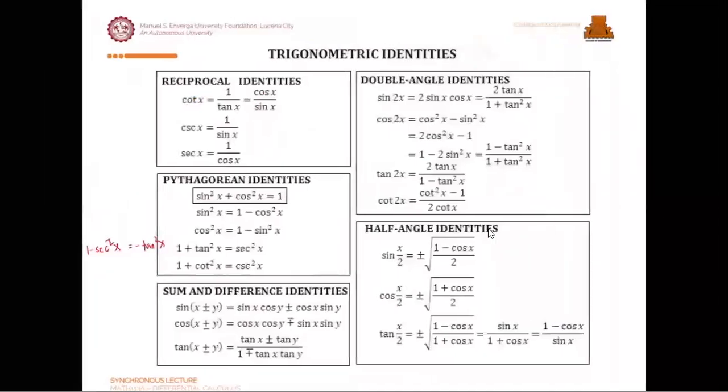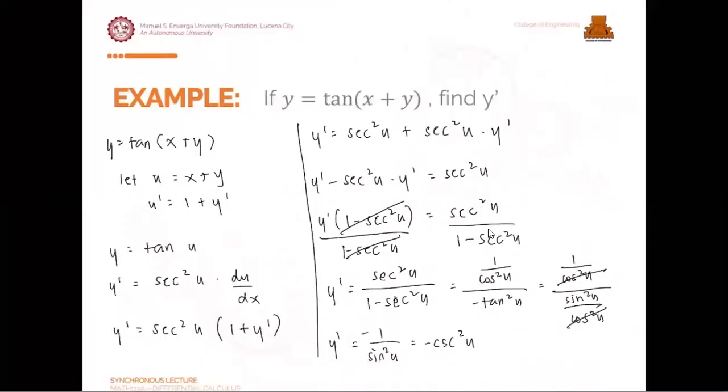So, check ulit natin sa trigonometric identities. So, yung cosecant squared u natin, ito, cosecant squared x is equals to 1 plus cotangent squared x. So, depende sa choices again. Kung halimbawa wala yan sa choices, kailangan mong i-derive pa ulit. So, this will be 1 plus cotangent squared u. Okay. And then, cotangent is the reverse of tangent.